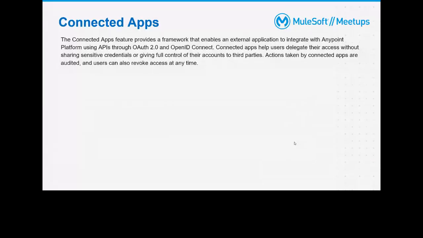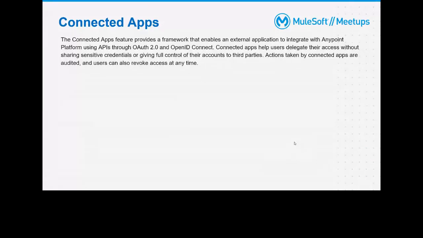With Anypoint username and password you can log in to your Anypoint platform, but with a connected app you cannot log in to your platform. With a connected app you are authorized to access particular resources, whereas the Anypoint username and password are used to authenticate into your Anypoint platform, and you can also access the resources. So that's the difference. With a connected app, any third party can access resources via APIs, using OAuth 2.0 or OpenID Connect.